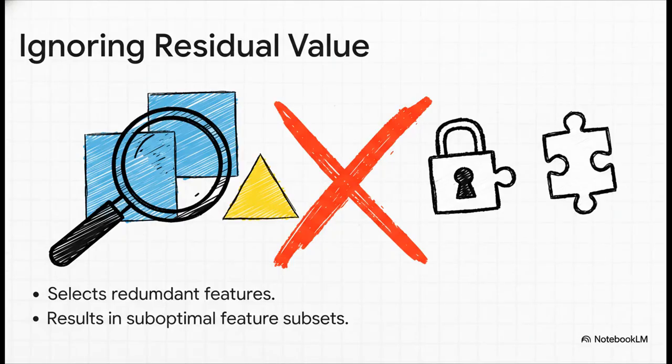And this isn't just a theoretical problem. It has very real consequences. When you ignore residual value, your models tend to pick redundant features. Think about selecting two pixels right next to each other on an image that carry almost the same information. At the same time, they miss out on those features that only become valuable in combination with others. So the end result? You're left with a feature subset that's just not as powerful as it could have been.